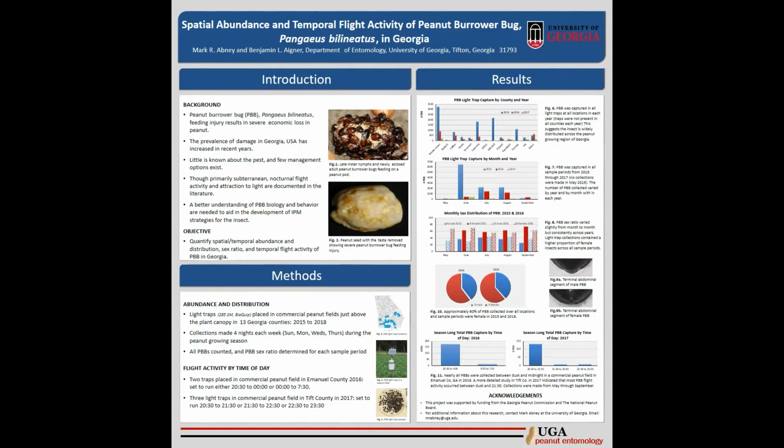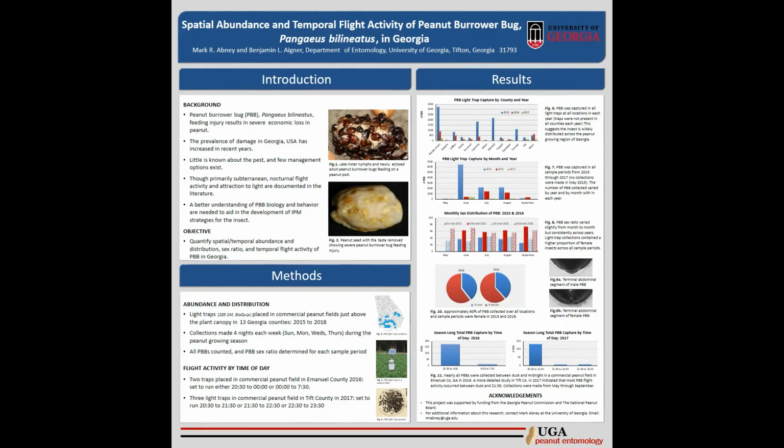If we were to graph these data in a line graph, you would see a peak in every month, and those peaks occurred at about 30-day intervals, which is consistent with what we see in the laboratory with a 30-day generation time for this insect from egg to adult.